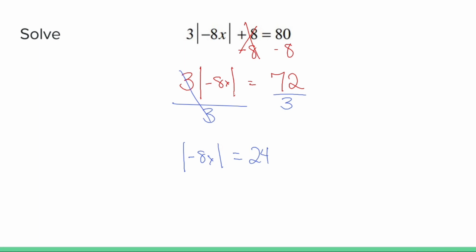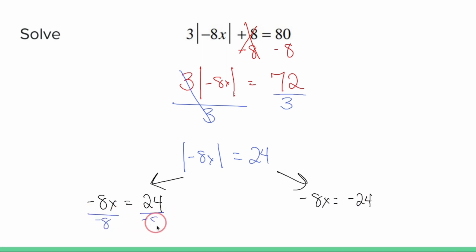Okay, now that we have the absolute value all by itself, we split it up into two equations. Whenever you have the absolute value of stuff equals a number, you write out your left side for both left sides. So just get rid of the absolute value and rewrite negative 8x. Write out the original right side and the opposite of the right side. Now you solve each equation the way you normally would. Divide by negative 8, x equals negative 4. And then divide by negative 8, x equals positive 4.